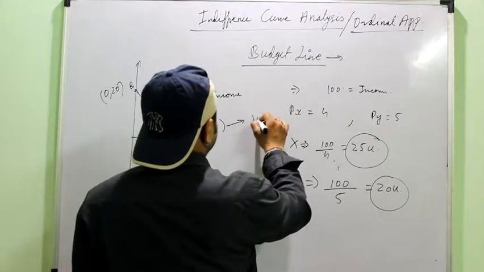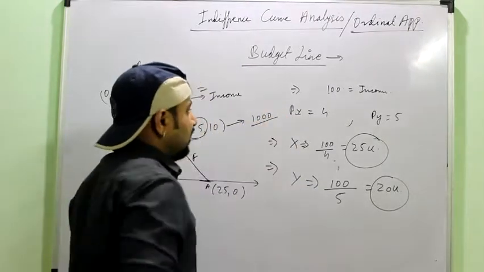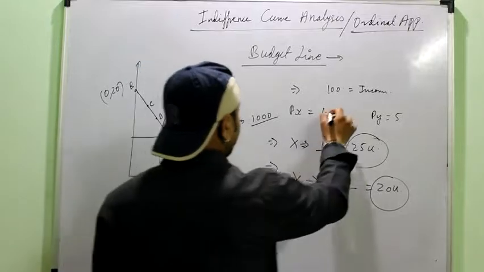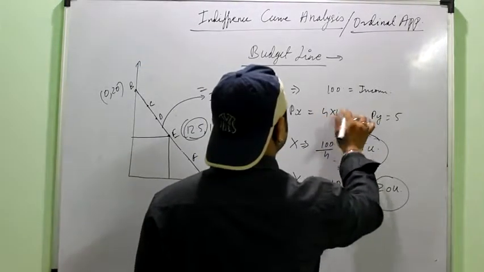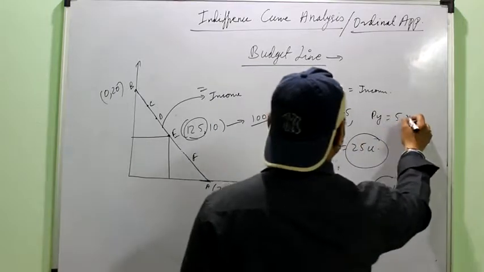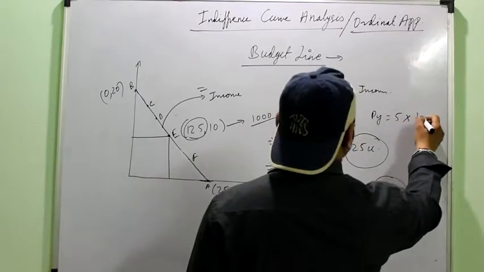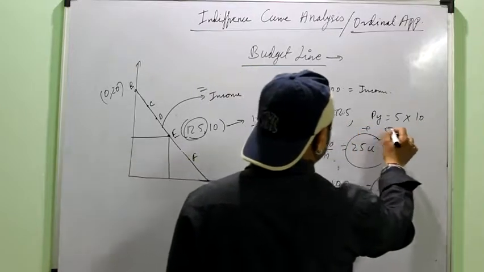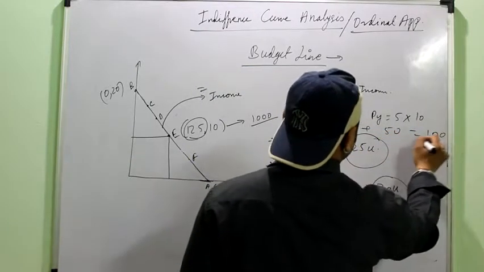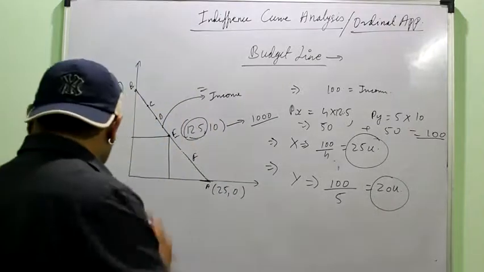Total income spent by the consumer will be 100. Amount spent on X will be 4 into 12.5, while here it will be 10 into 5, so it will be 50 and 50. Total money spent will be equal to 100. This is the concept of the budget line.